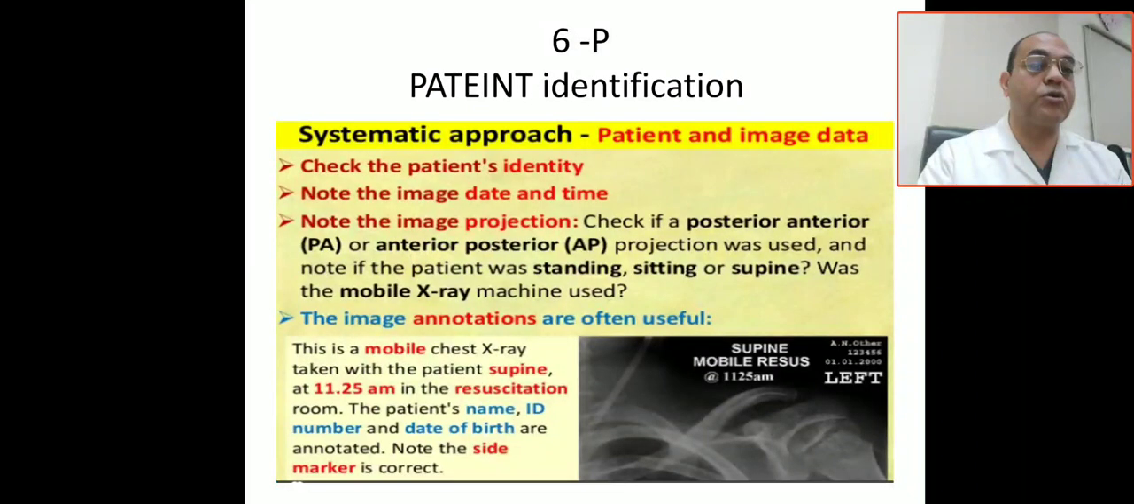So we comment about the patient identification. You have to know the patient name. We call it the 6 international safety goals. Also you have the patient name, the numbers and the other issues.